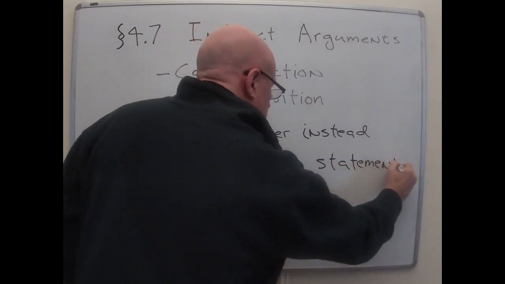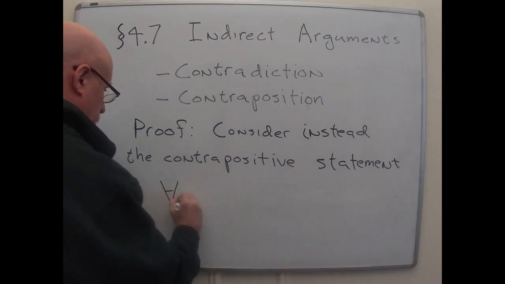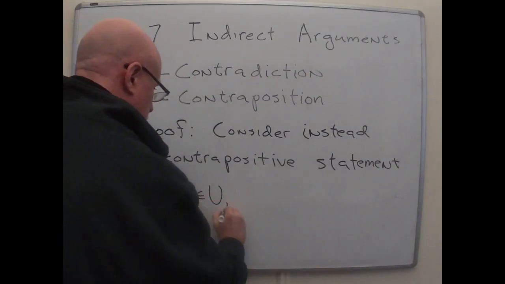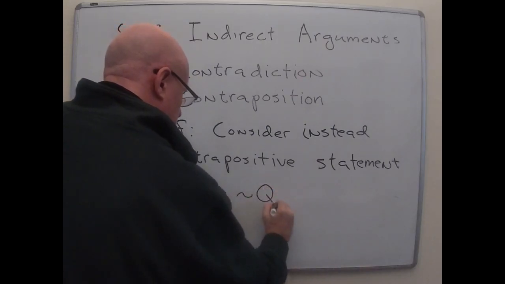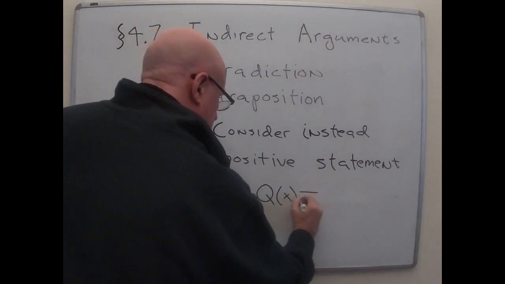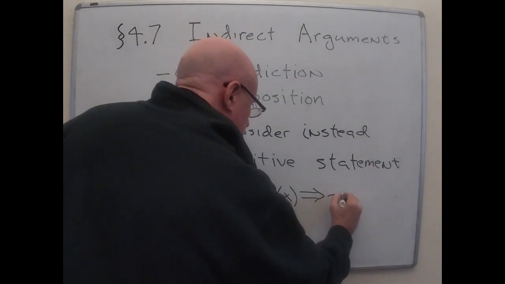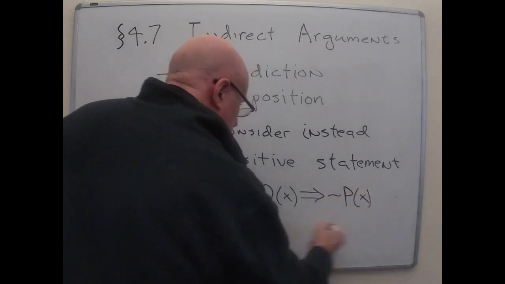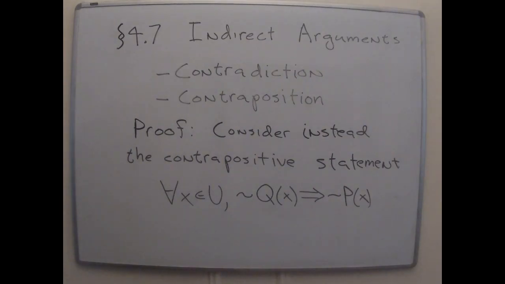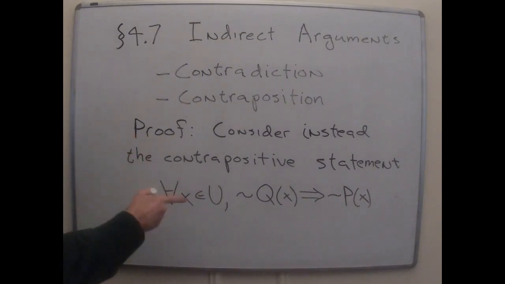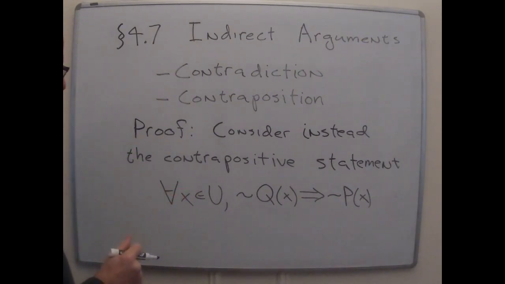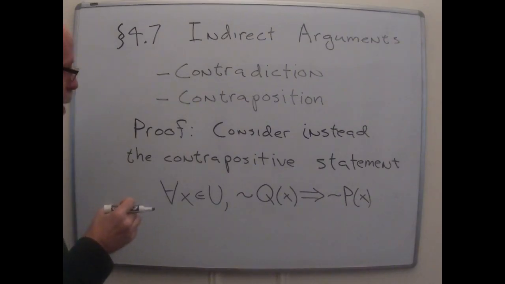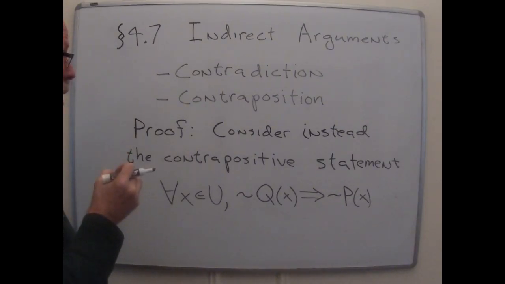I'll just say it in generic terms. It's going to be: for all x in some universe, the negation of q of x implies the negation of p of x. Assuming P implies Q was the original statement, that would be its contrapositive. And then from here, you're just going to have a regular direct proof. It's only indirect in that you're not proving the thing directly, but rather you're looking at its contrapositive and then proving that.